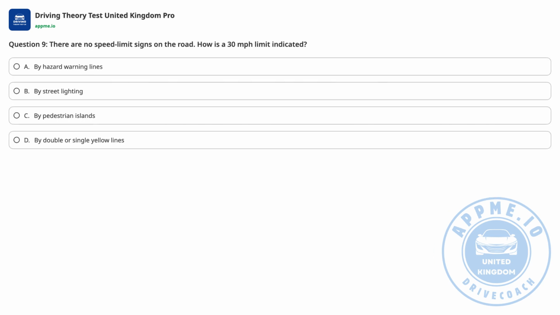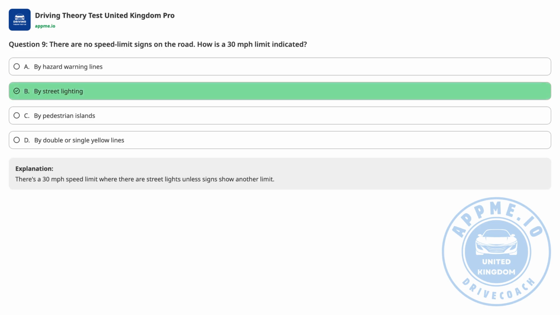Question 9. There are no speed limit signs on the road. How is a 30 miles per hour limit indicated? A. By hazard warning lines. B. By street lighting. C. By pedestrian islands. D. By double or single yellow lines. The correct answer is B.